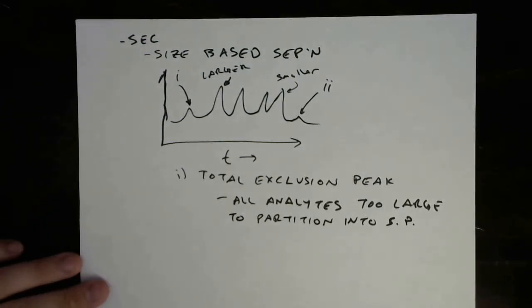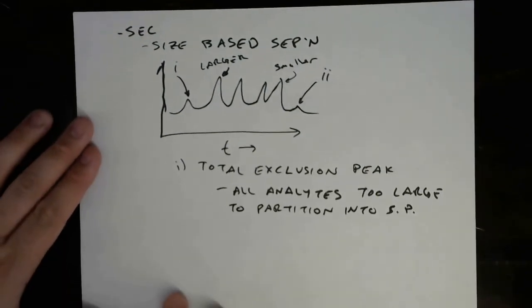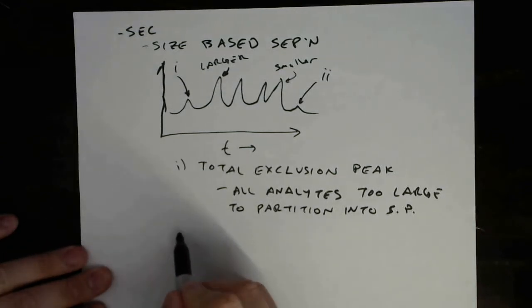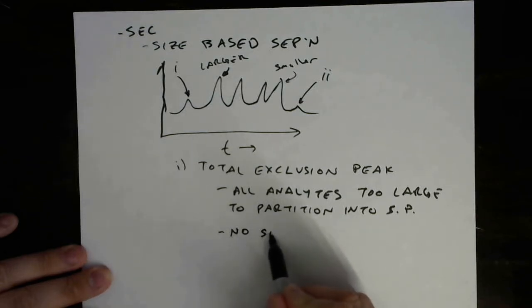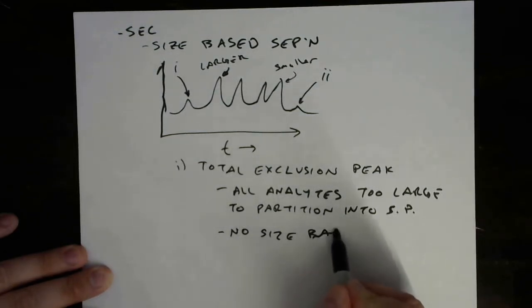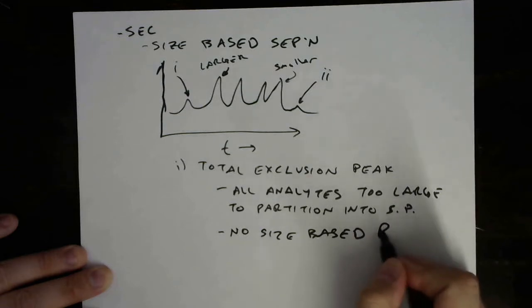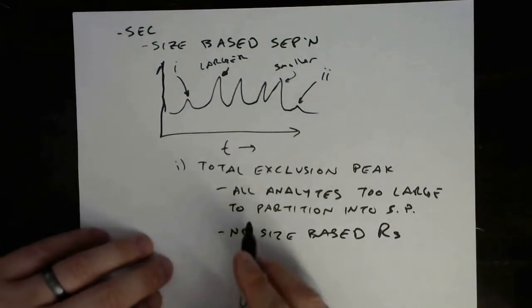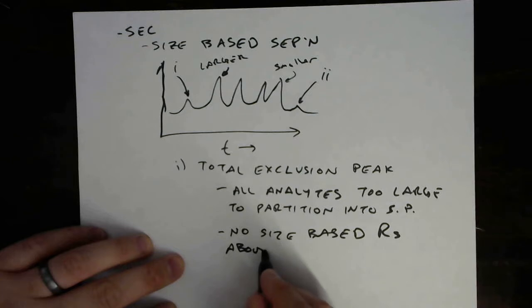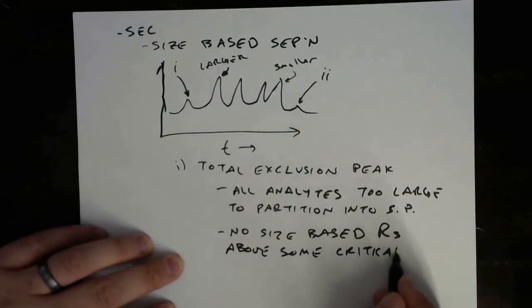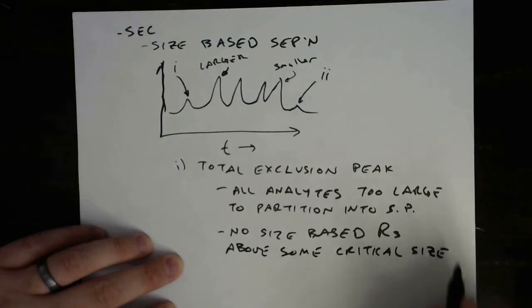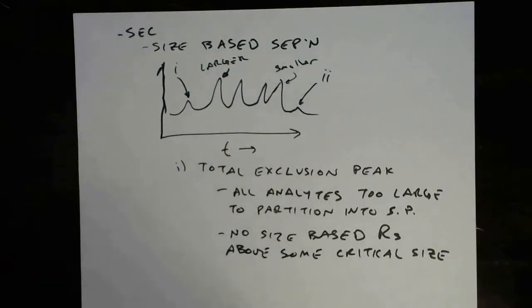We'll draw out the figure that we drew out last time. But real briefly here, we'll point out that this means that there's no size-based resolution, RS, above some critical size. Right? So everything that's too big, whether it's very, very much too big or just a little too big, is going to get clumped into that one peak.